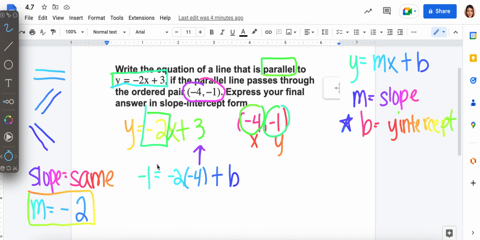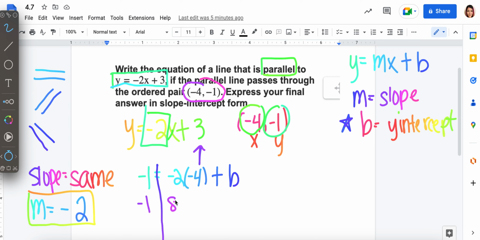Again, this is solving equations. If you need a refresher on solving equations, make sure you go and watch my solving equations videos, because that is a previous skill that you need to know before this lesson. So we're going to solve equations.